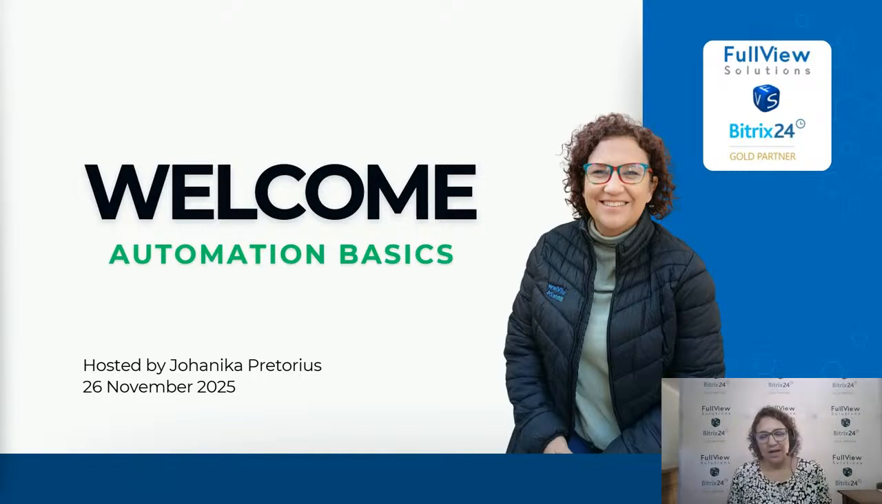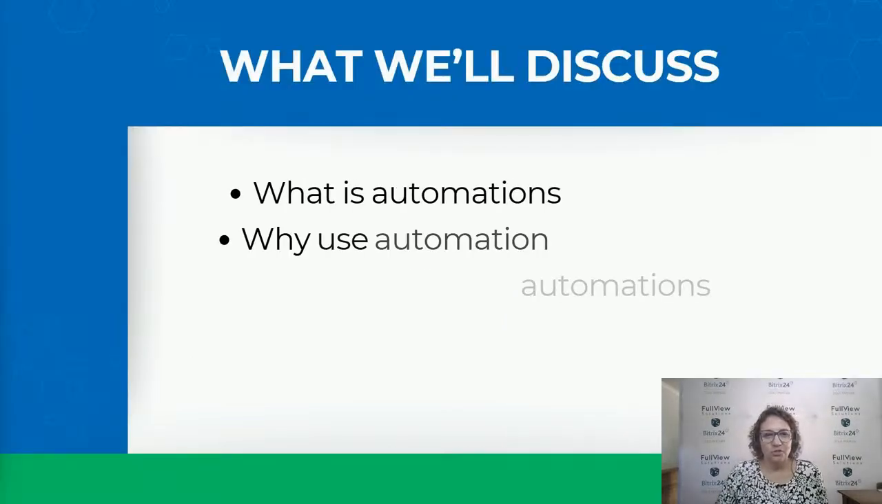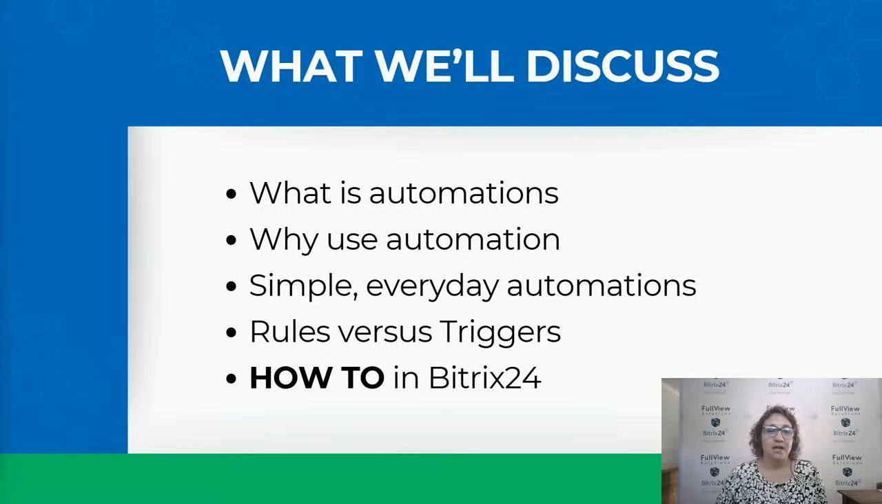Let's do some background before we jump into the practical. So I've done some preparation for us to look at almost like the theory. We'll look at what automations are, why we use automations, and then just simple everyday automation examples. And then, very important, what's the difference between rules and triggers? Took me a while to understand that, and then jump into Bitrix for the how-to.